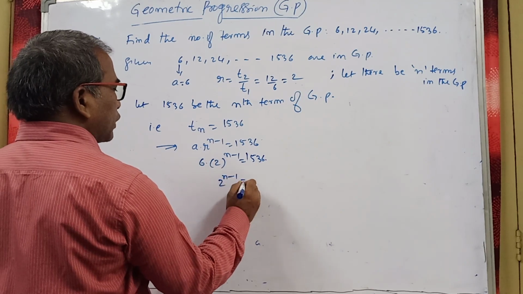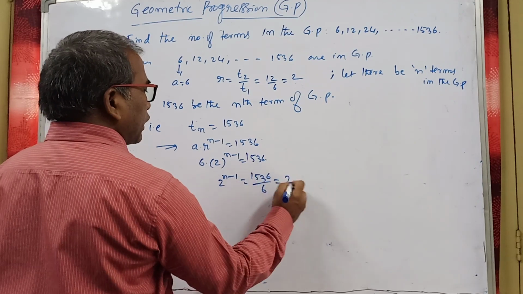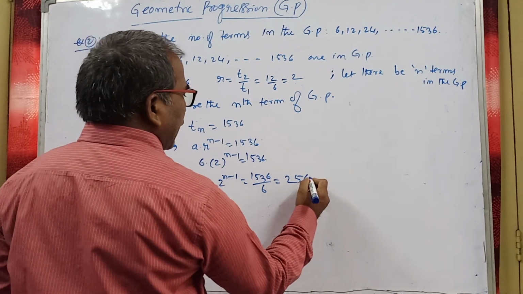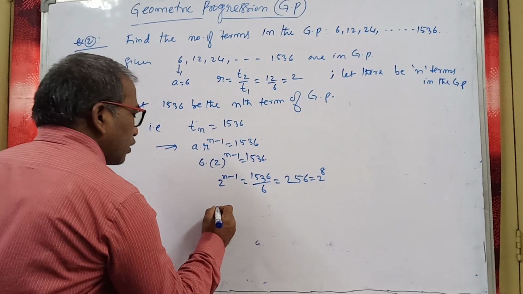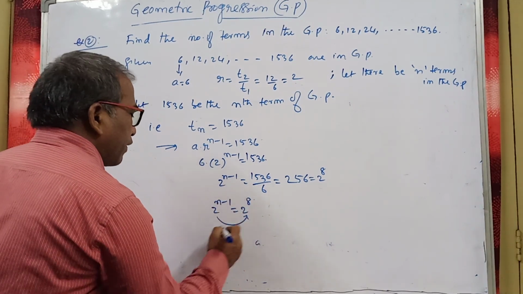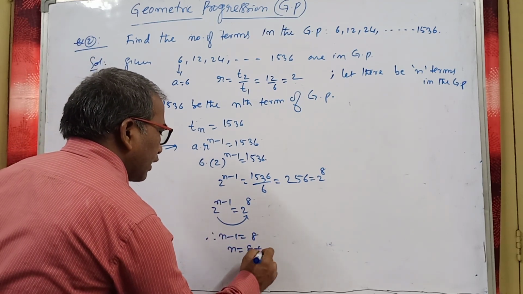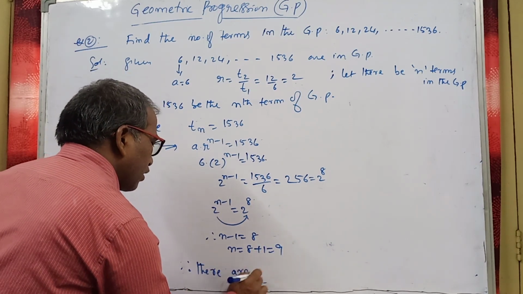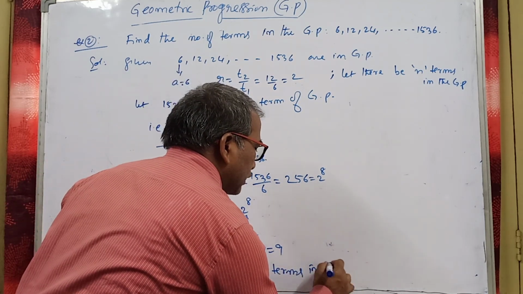So 2 power n minus 1. Take 6 this side: 1536 by 6. 6 2s are 12, 33. 6 5s are 30. 6 6s are 36. So it is 256, which is 2 power 8. Just now we have seen 2 power 8. So 2 power n minus 1 is equal to 2 power 8. Both side bases are equal, so powers must be equal. N minus 1 is equal to 8. N is equal to 8 plus 1, 9. Therefore, there are 9 terms in the given GP. That is your answer.